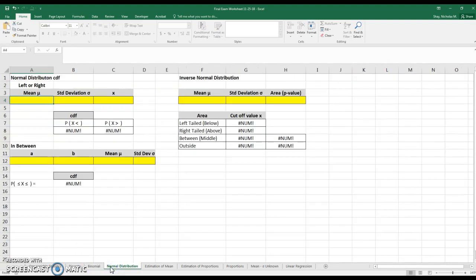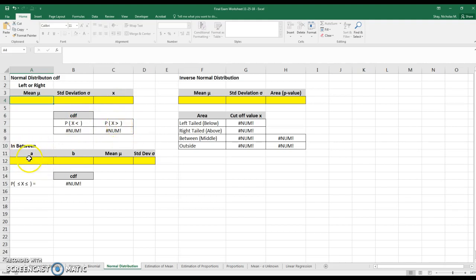Next one, we've used this for quite a bit: the normal distribution tab. This is the normal CDF. This is if we are finding a left-tailed or right-tailed distribution. Remember, if you look at a normal distribution, sometimes it's shaded to the left or shaded to the right. We would use the top left or right tab, and you would enter in the mean, the standard deviation, and then whatever that X limit value is, and then you would need to determine was it shaded to the left or was it shaded to the right.